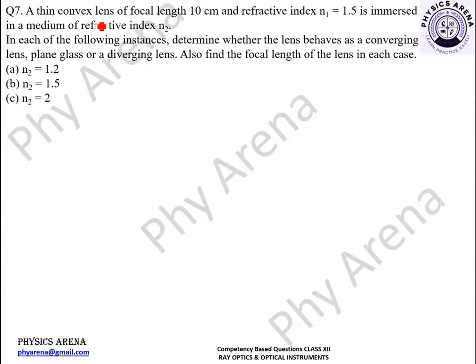Question 7. A thin convex lens of focal length 10 centimeter and refractive index N1 equal to 1.5 is immersed in a medium of refractive index N2. In each of the following instances, we need to determine whether the lens will behave as a converging lens, a diverging lens, or a plane glass. So N1 is the refractive index of the lens and N2 is the refractive index of the medium outside. So we can write the lens maker's formula.